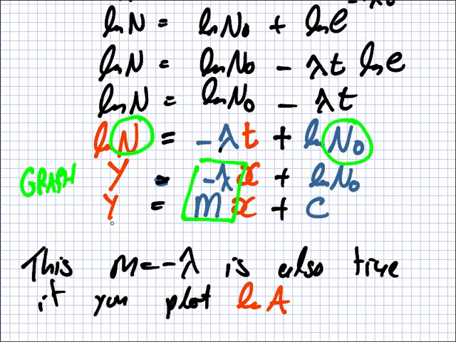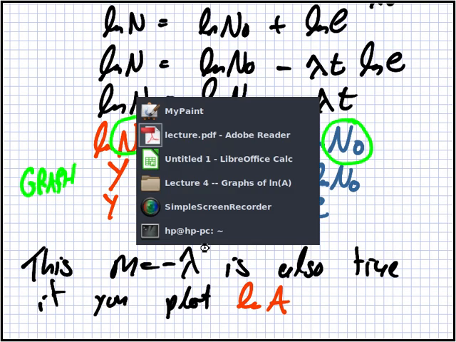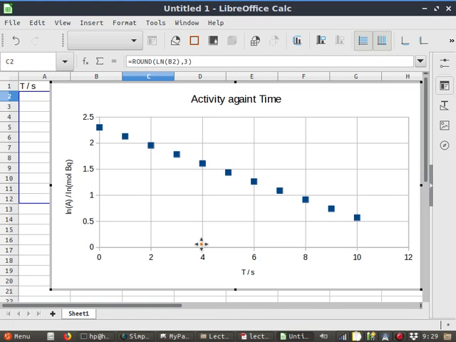So the first question is to graph it. We've done that. From your graph, estimate lambda. What do we need to calculate from the graph to get lambda? The m. Okay. I want everybody to look at this graph, pick 2 points on it, and calculate the m. Pick any 2 points. They should be far apart. Just roughly, please.